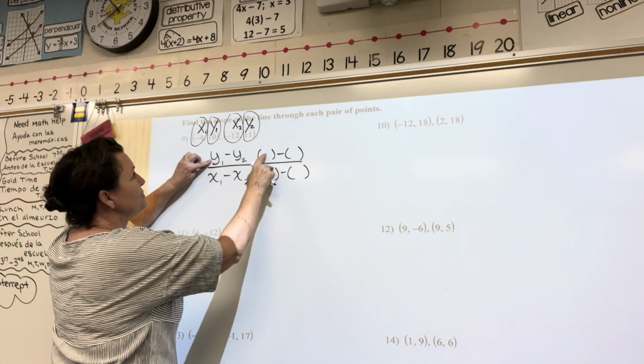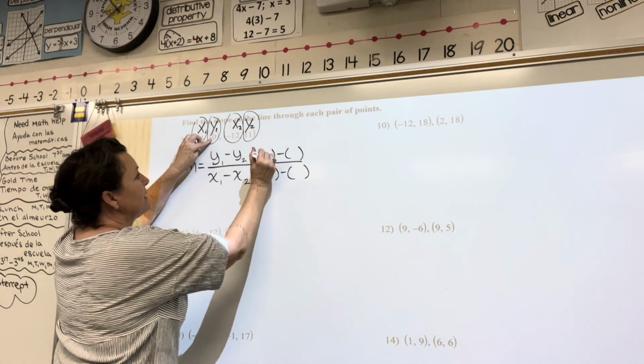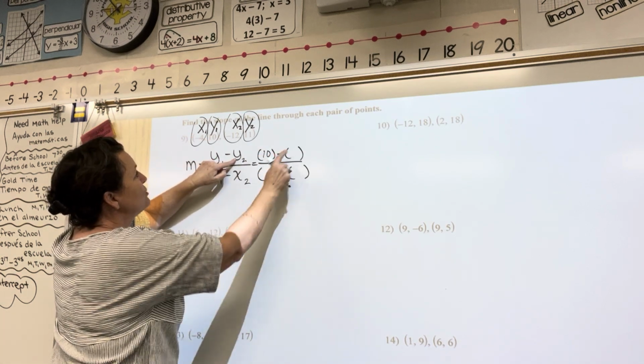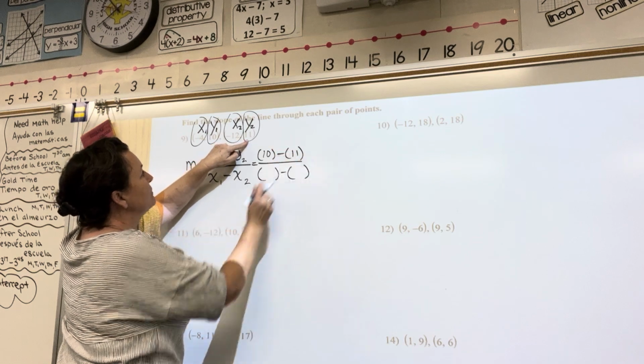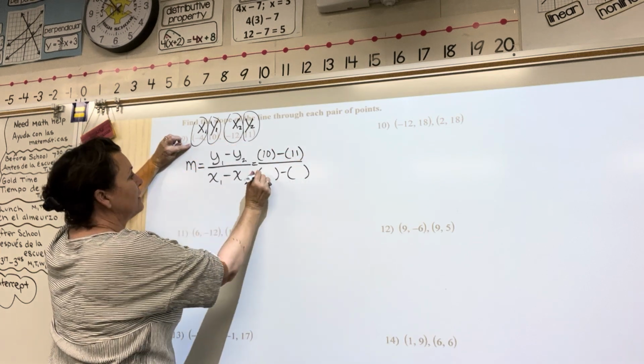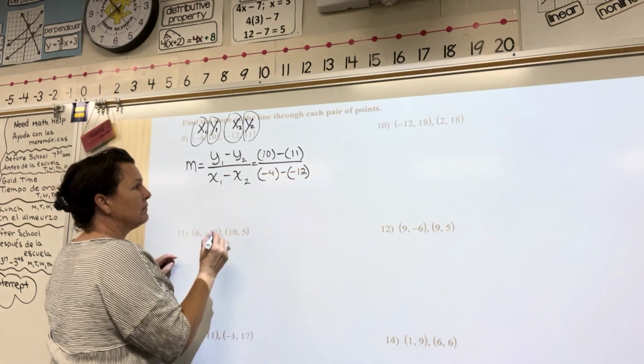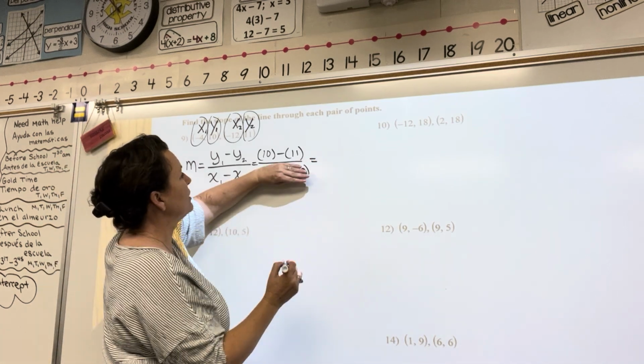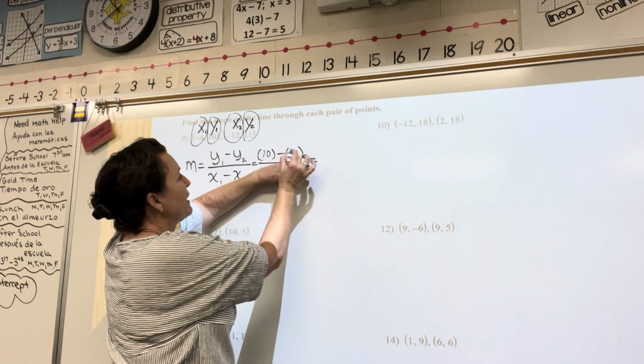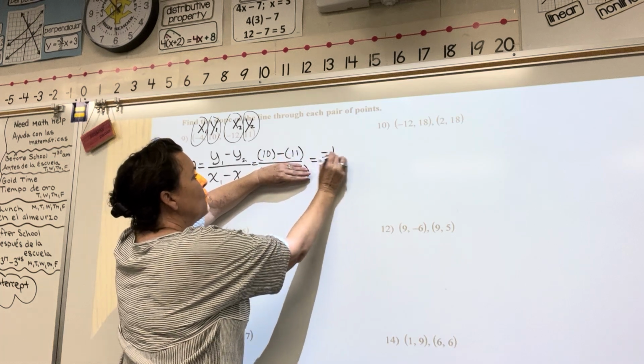So Y1 goes here. Let me find Y1. That's 10. I'm gonna drop it in. Y2 goes here. I'm gonna find it. That's 11. X1, negative 4. And X2, negative 12. Let's tackle the top. So we're gonna ignore the bottom. 10, go back 11 on the number line, is negative 1.